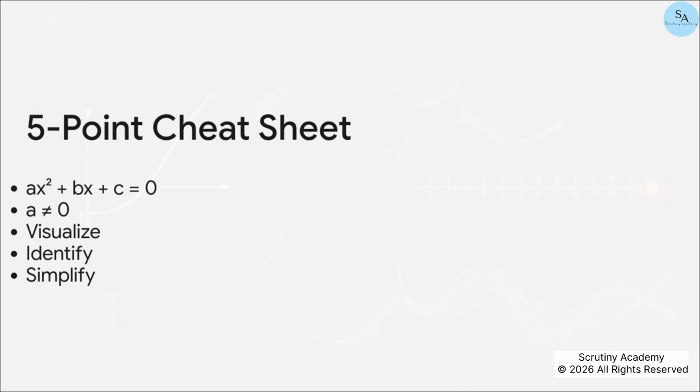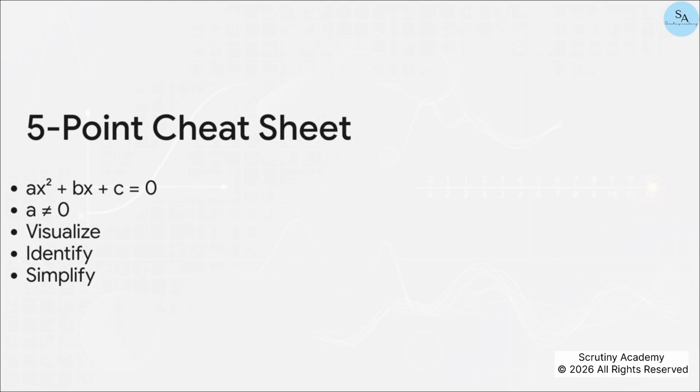Huge congratulations on conquering those 3 levels. To wrap up this explainer, let's build a really quick toolkit you can take straight into your exam so you can solve these faster and with absolutely zero panic. Here is your 5-point cheat sheet. Number 1, memorize that standard form, ax squared plus bx plus c equals 0. Number 2, remember the golden rule, a cannot be 0.